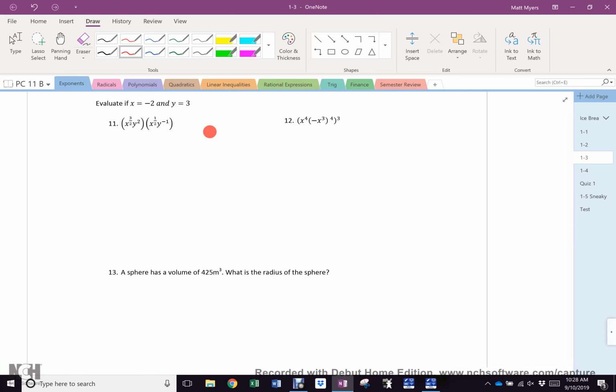Because we can do the number 1 math instruction: simplify first. What should I do with that 3/2 and that 1/2? Add them. What's 3/2 and 1/2? 4/2, which is x squared. What should I do with that 2 and that -1? Add them to get y to the 1. Now can I substitute in?